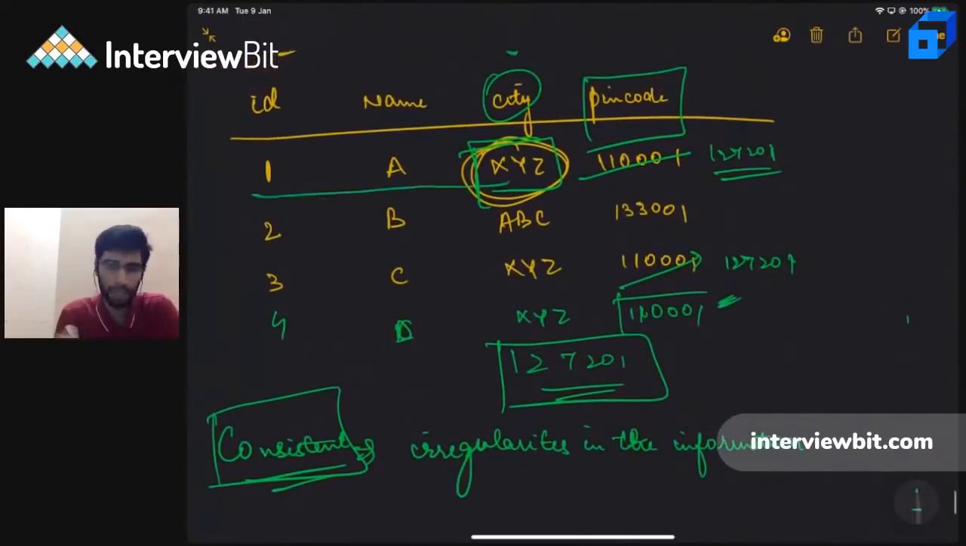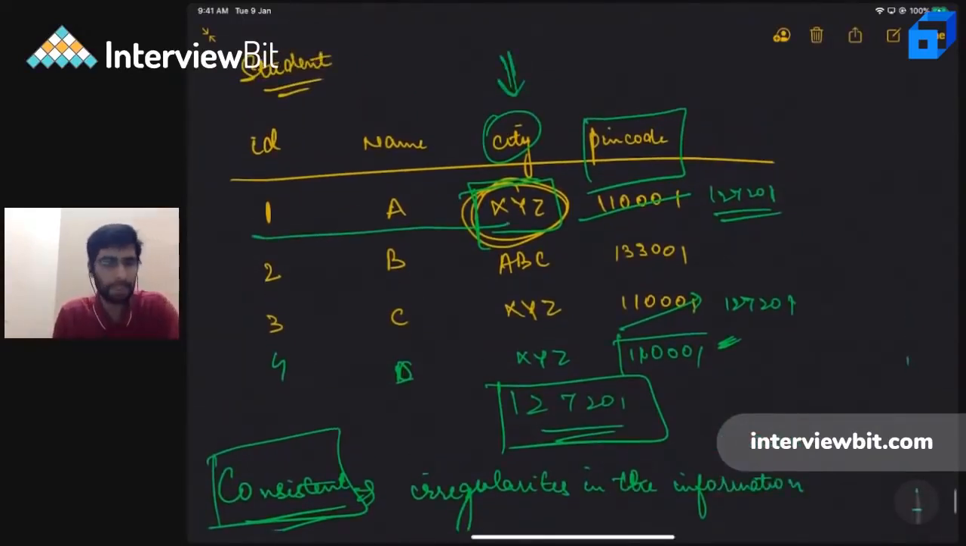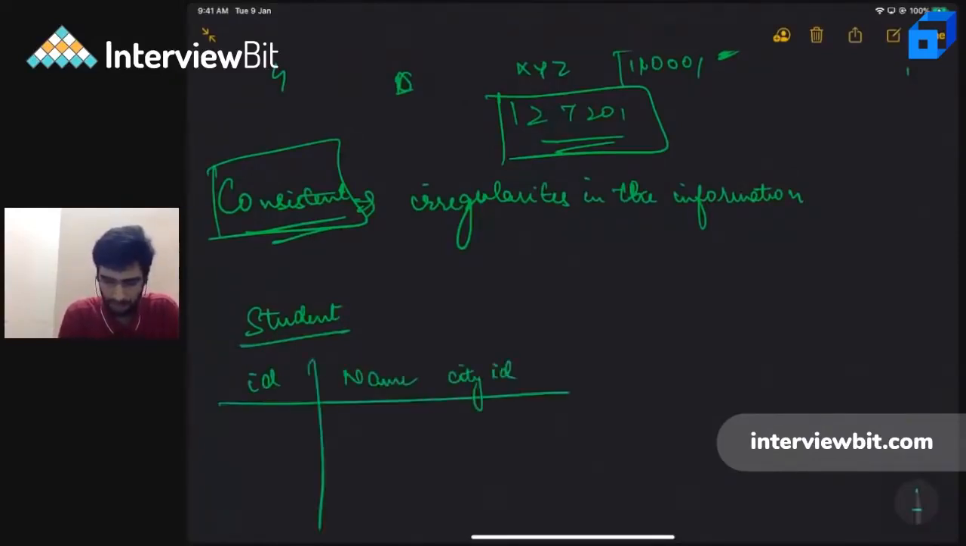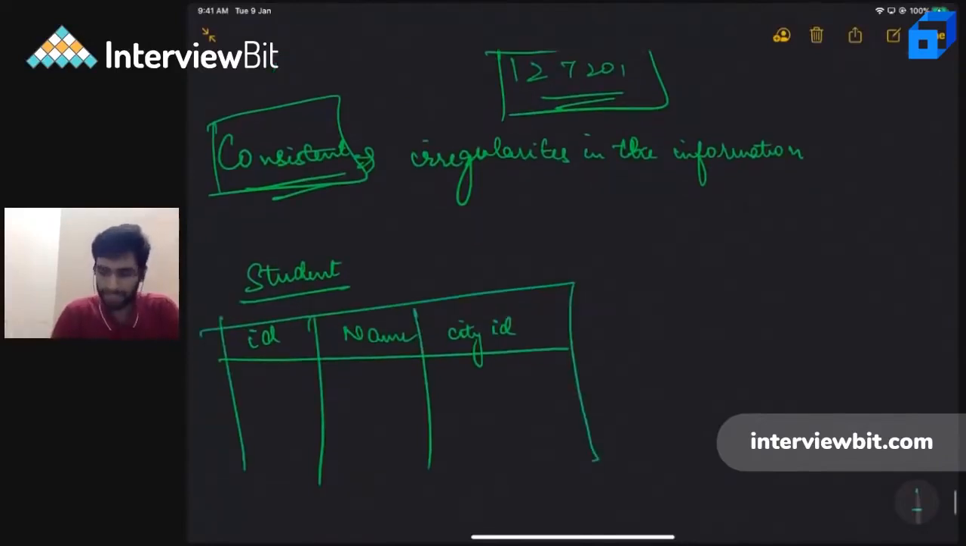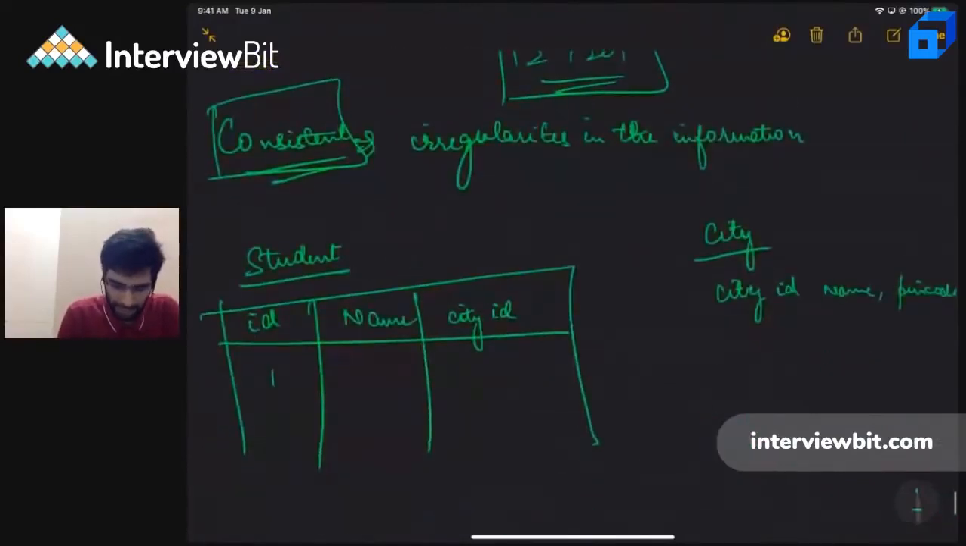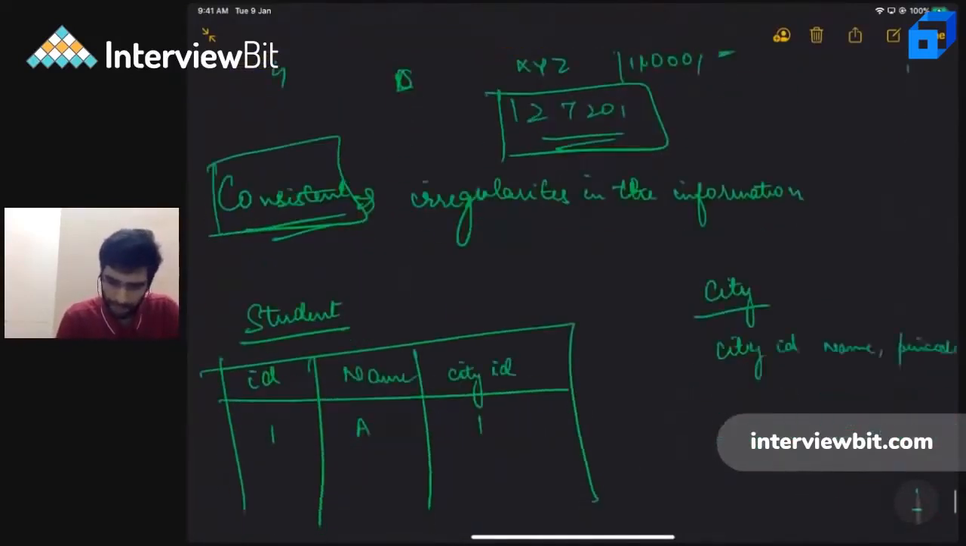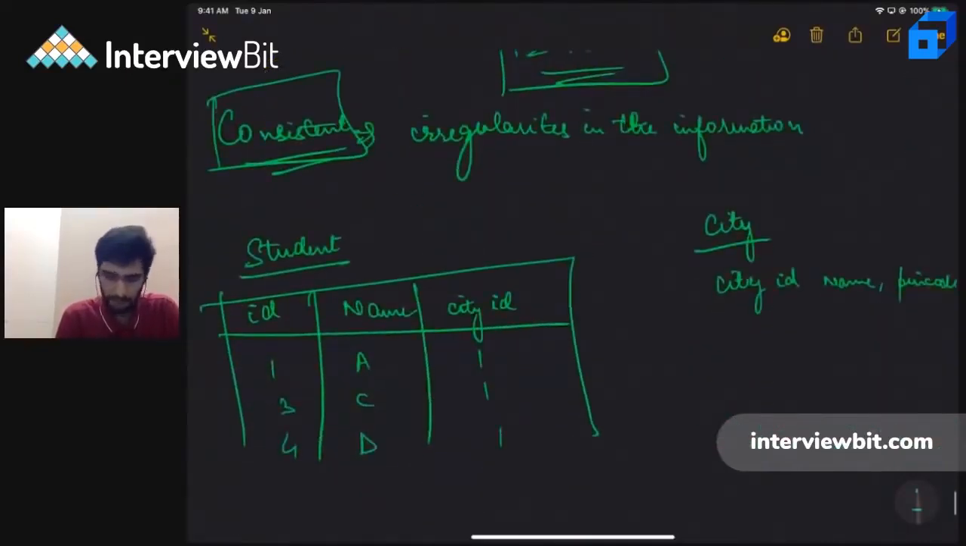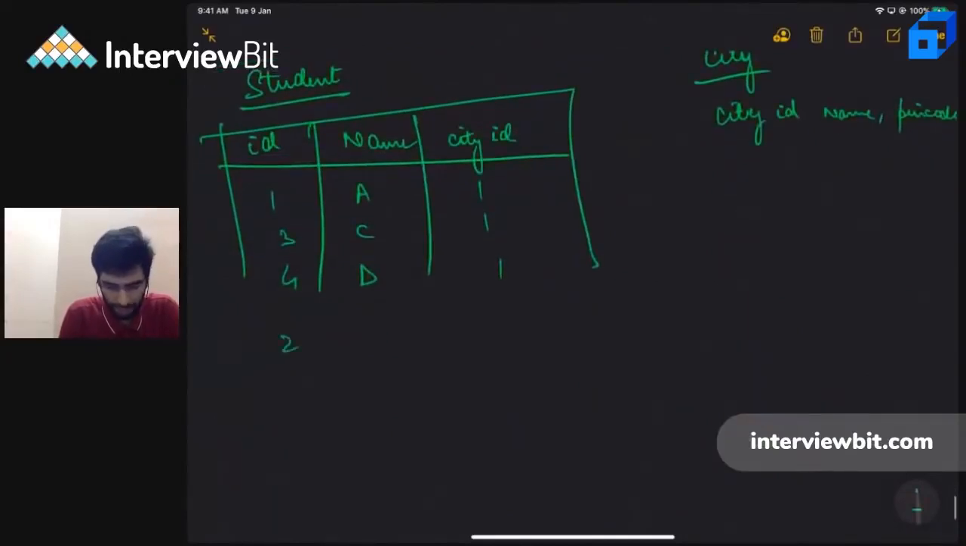So what will be very good for me is that, instead of having one table storing everything, I can have a student table that only stores ID, name, and city ID, right? And I have another table, the city table, that stores city ID, city name, and pin code. Now we have 1 A and, let us say, 1 here. Also we have 3 C and 1. We have 4 D and 1. Now we have 2 B and 2, let us say.